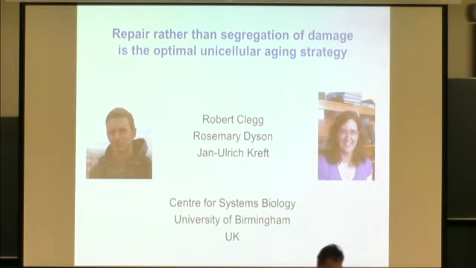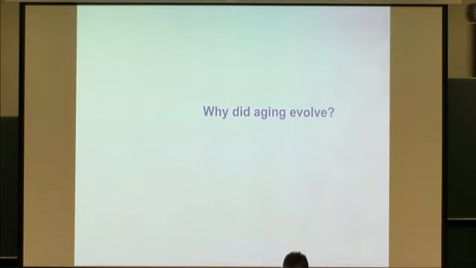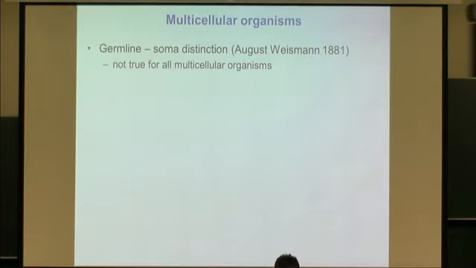So this is about aging in unicellular organisms, work done by my excellent former PhD student, now postdoc Robert Clegg, helped by Rosemary Dyson from the Maths department. And the question we looked at was why aging evolved, although obviously it's a disadvantage if you die. Okay?